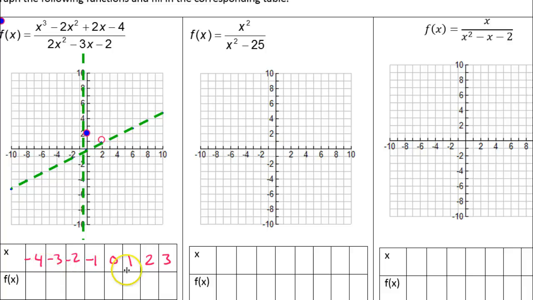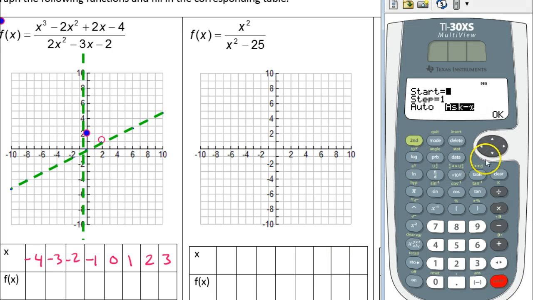Now, normally I would do ask mode, but none of these are decimals. Normally, I would have decimals because usually the vertical asymptote is a whole number, and then I wind up doing decimals on either side. But in this case, the vertical asymptote was already a decimal, so I did whole numbers on either side. So it wouldn't really make sense to do ask mode this time. I'm going to start at -4, because that's where my list begins, and I'm just going to do auto.